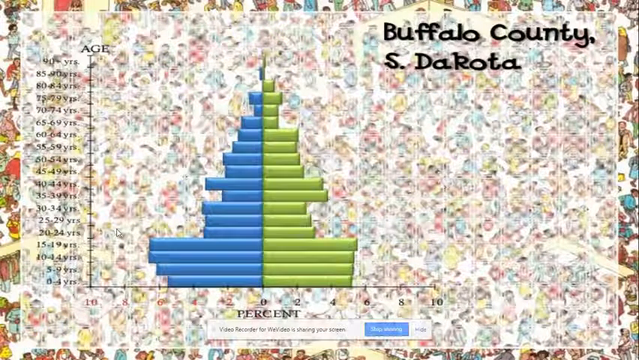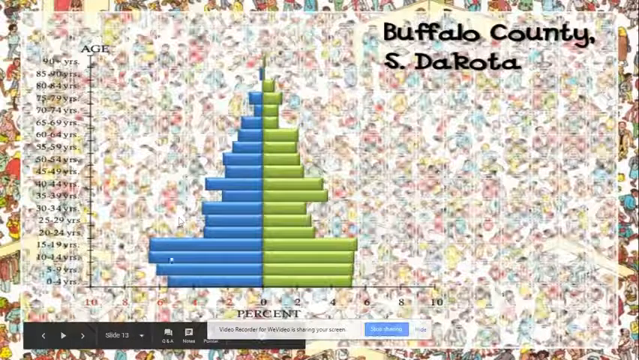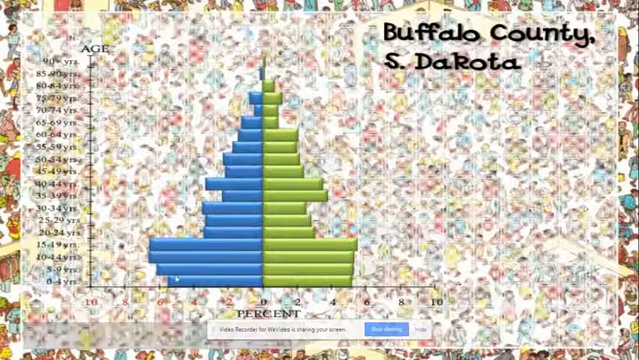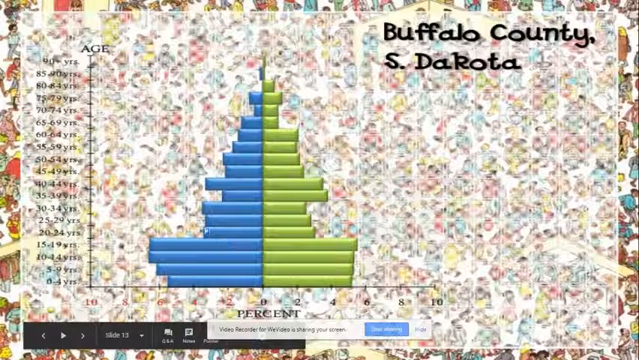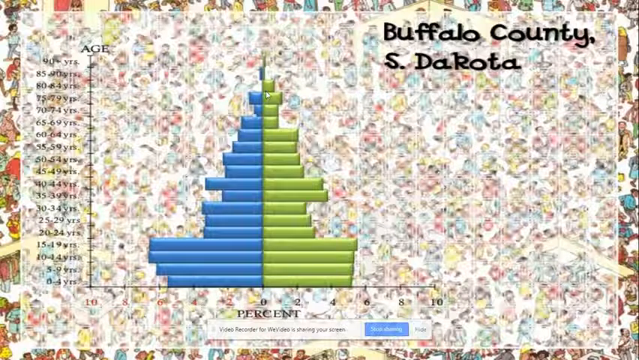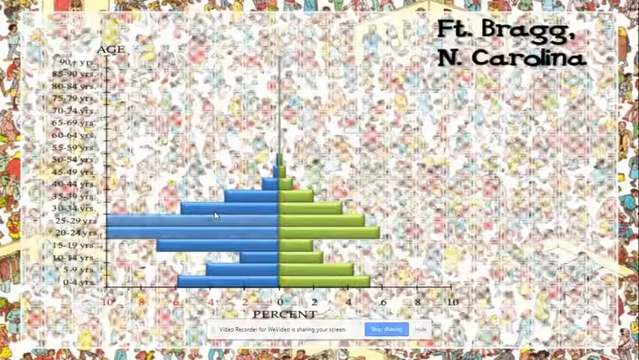Buffalo County, South Dakota. This is an Indian reservation, and you can see relatively high birth rates, although they're slowing down, and then a drop off in population. Life expectancy isn't incredibly high here, but what you see here is primarily because people leave the reservation to go live in more urban areas or other places to find jobs.